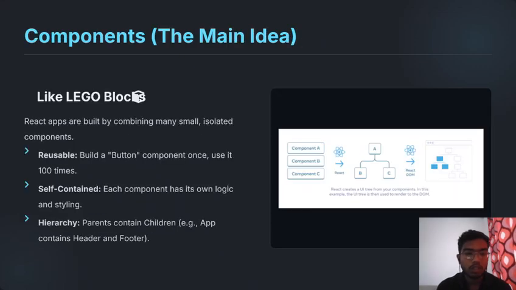Components. The core part of React is components. Think of components like Lego blocks. You build a tiny independent piece like a header, footer, button, or card, each with its own code and state. You can reuse it anywhere. Components can contain other components. For example, an app component contains a header, sidebar, and footer, which makes the code clean and easy to manage.